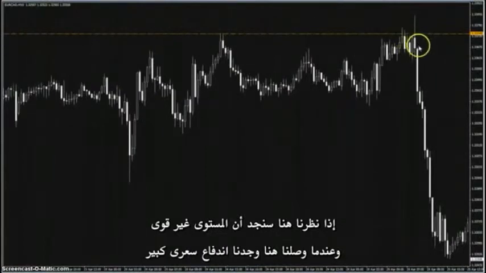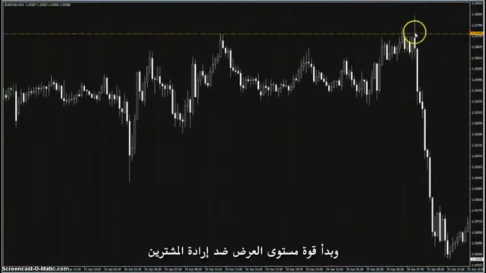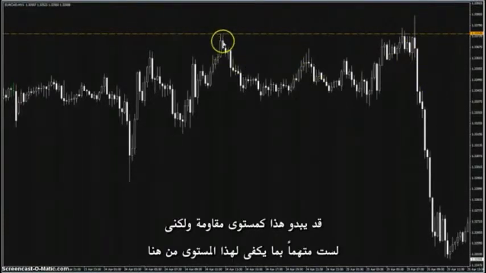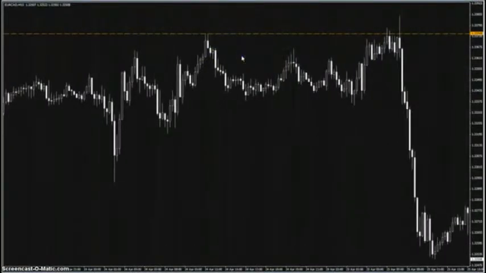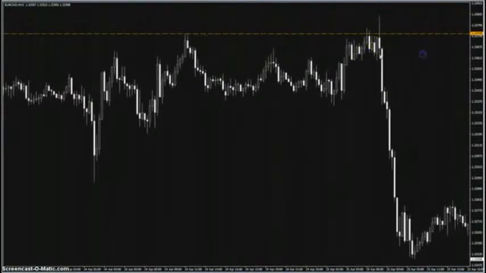It wasn't until we get here that we get a significant reaction from this level, and the supply really comes in and overwhelms the buyers. So I'm not really interested in this level. This is typical resistance, yes, but I'm not interested in trading it because of the move from that level. Now, look at over here.